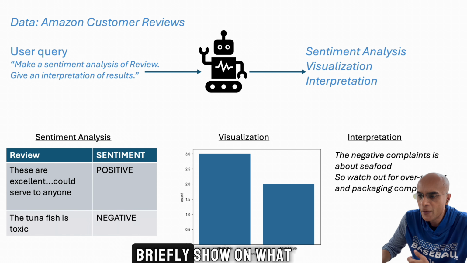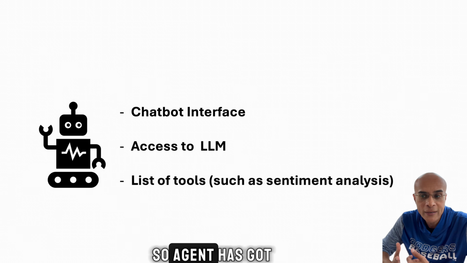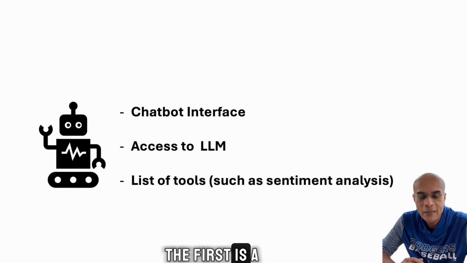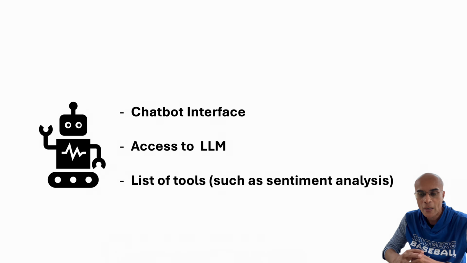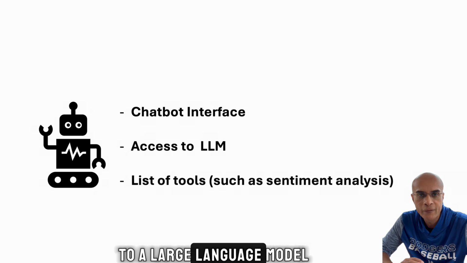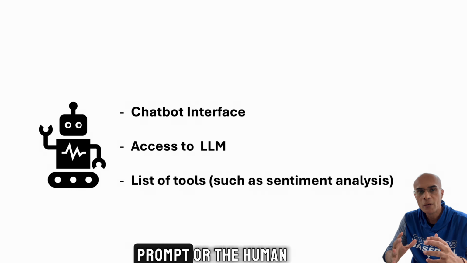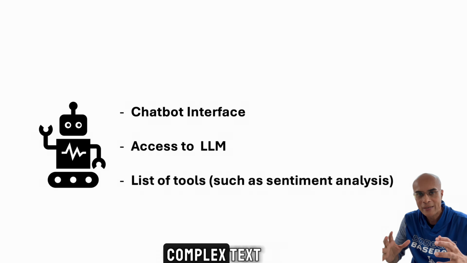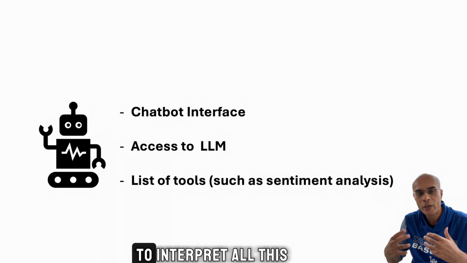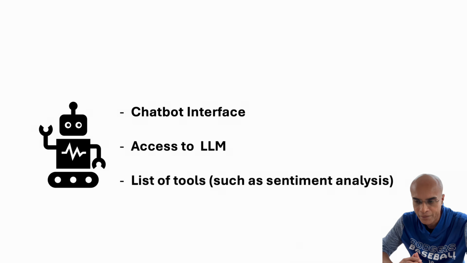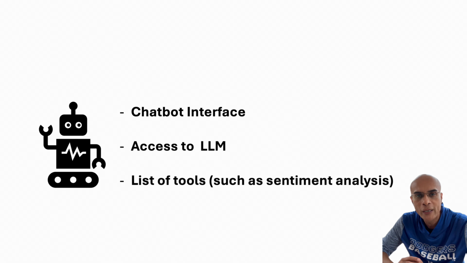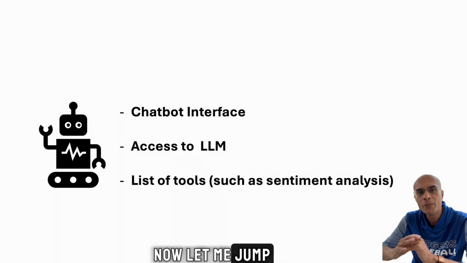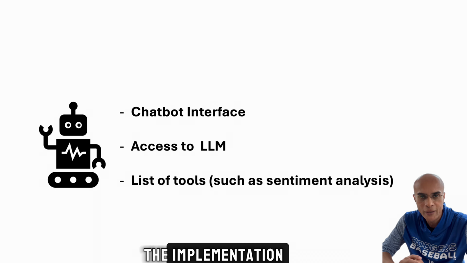Now let me also briefly show what I mean by agent. So an agent has three main components. The first is a chatbot interface which allows the agent to interact with the human. Second is the access to a large language model. Now the user prompt or the human request could be quite complex text. So a large language model enables interpreting all this text very efficiently. And then it also has a list of tools. So tools are basically capabilities, and in this case we have a tool which is going to calculate all the sentiment. Now let me jump into the Python code to show you the implementation.